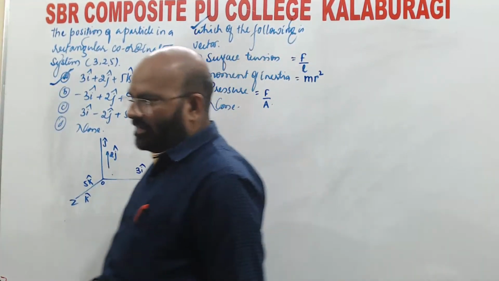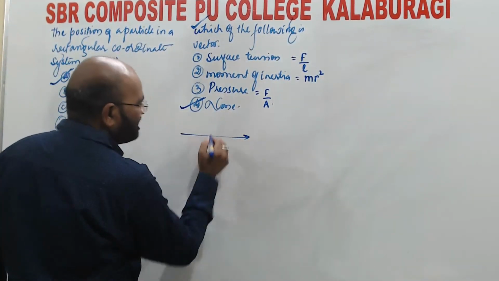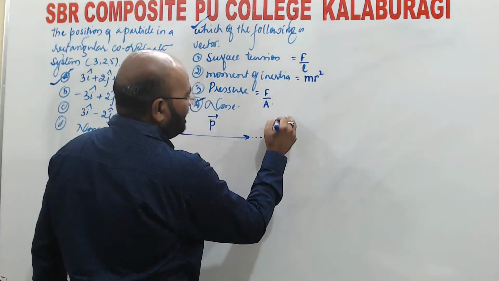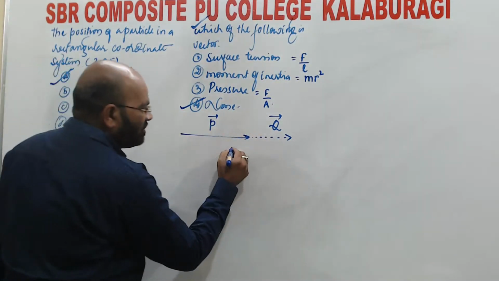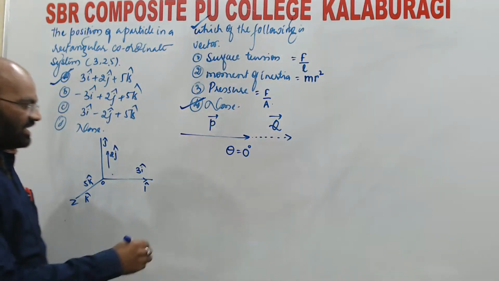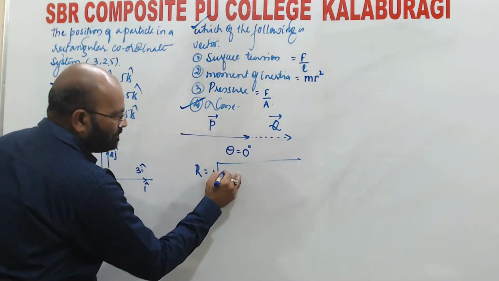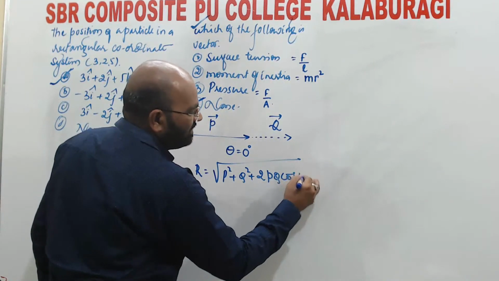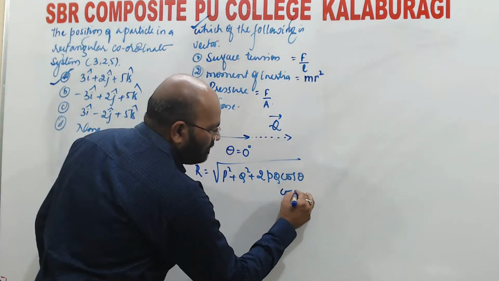Vectors: we have two vectors moving in the same direction. Say this is the first vector P, and this is the second vector Q. Both are in the same direction, so the angle between the two vectors is 0 degrees. With 0 degrees, the resultant can be found. R is equal to the square root of P square plus Q square plus 2PQ cos theta. Cos 0 is equal to how much?